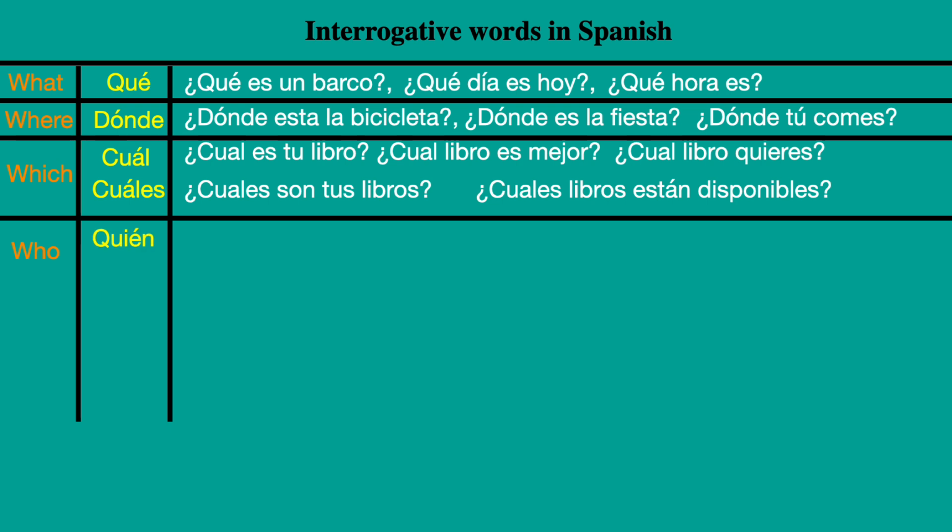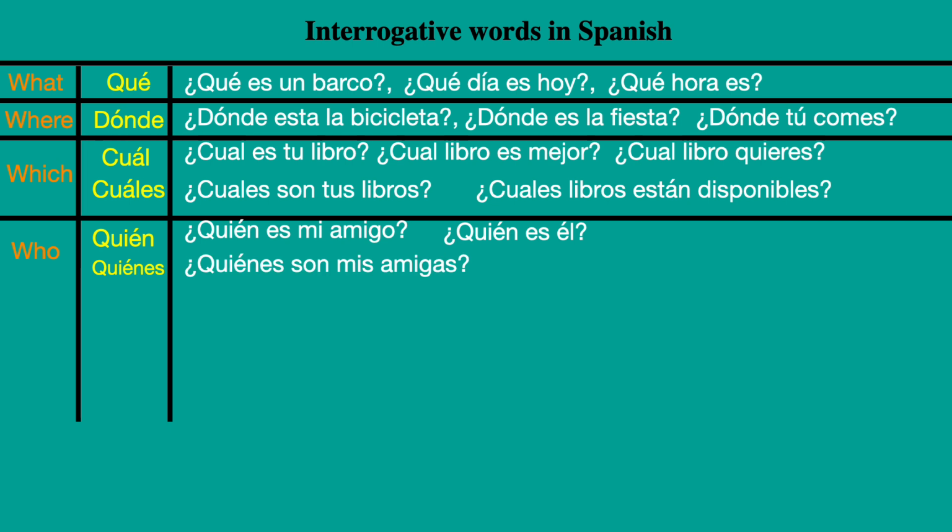So then we have another example. Who is quién in Spanish. And also we have a plural as well. ¿Quiénes? So, ¿quién es mi amigo? ¿Quién es él? Who is he? ¿Quiénes son mis amigas? So now we are using the plural. Son, again, is a plural. Mis is to make the plural as well. Amigas. So that is a feminine, but that would be in plural. So, ¿quiénes son mis amigas? ¿Quiénes son ustedes? Who are you? But that would be in plural.